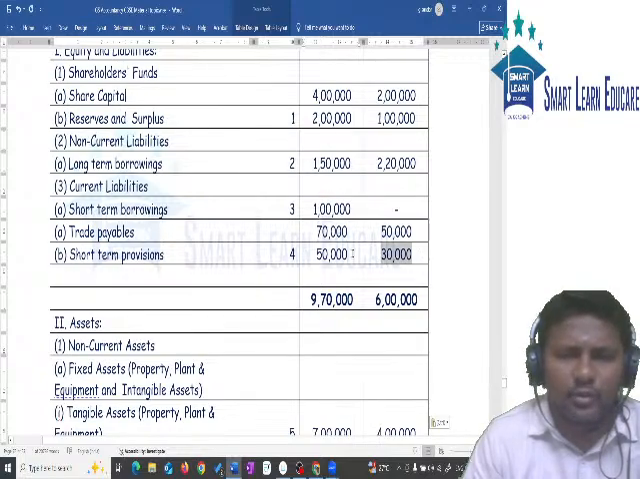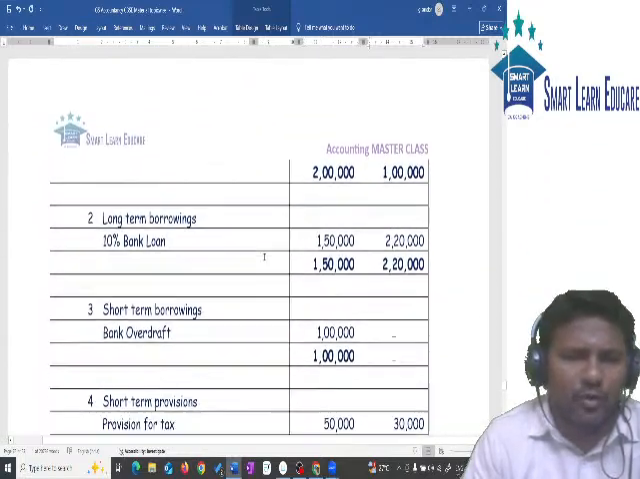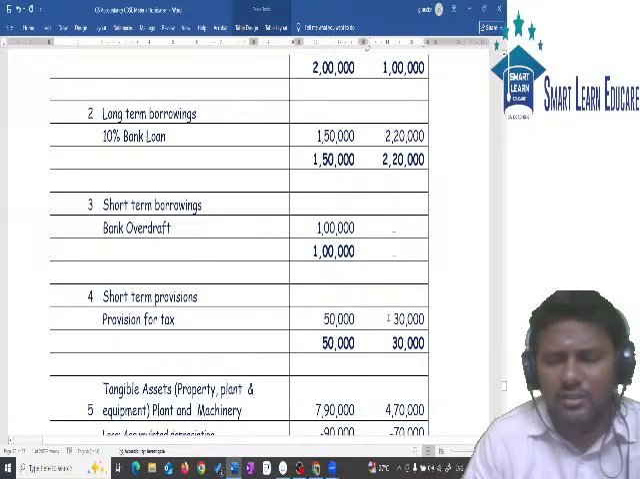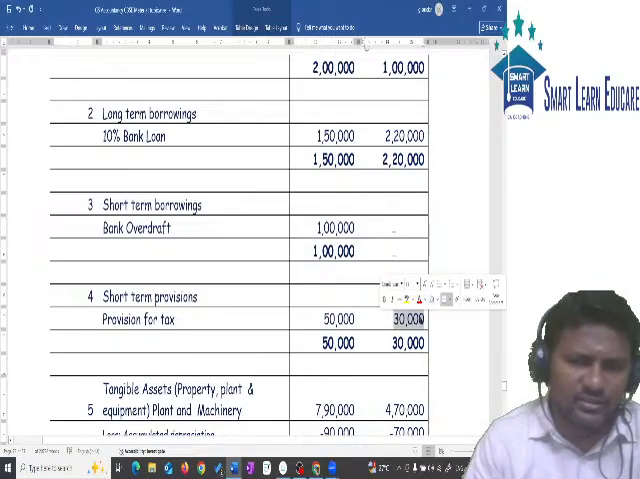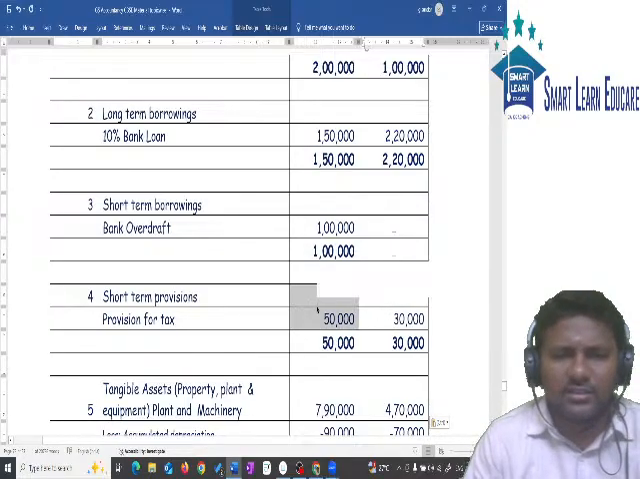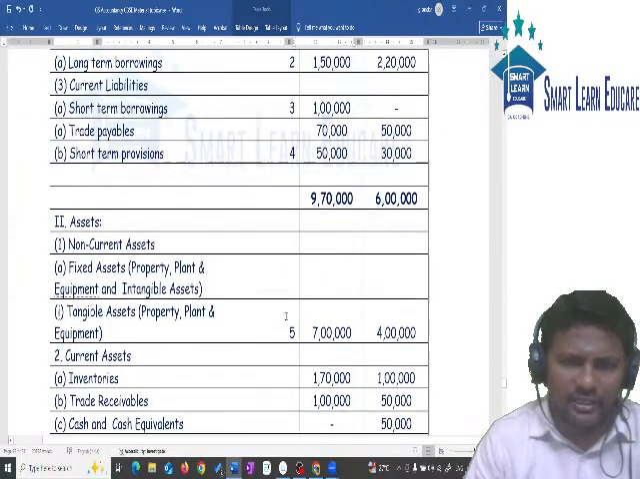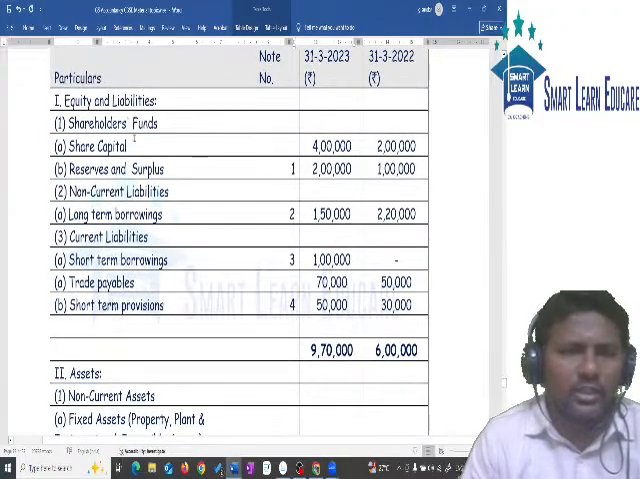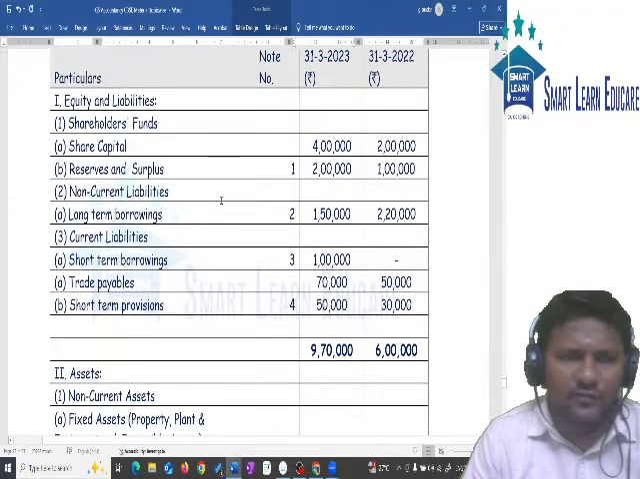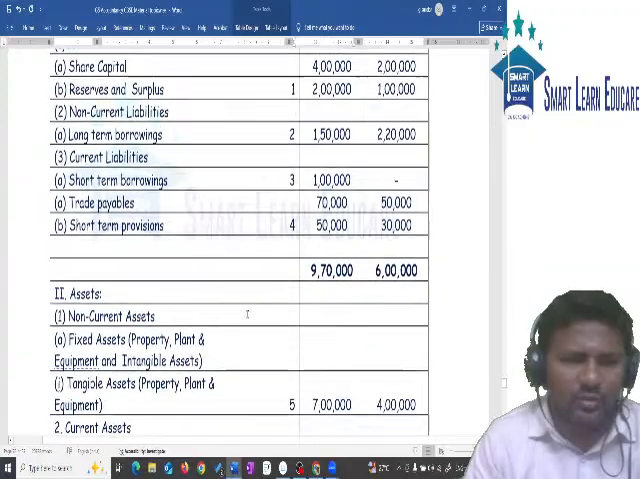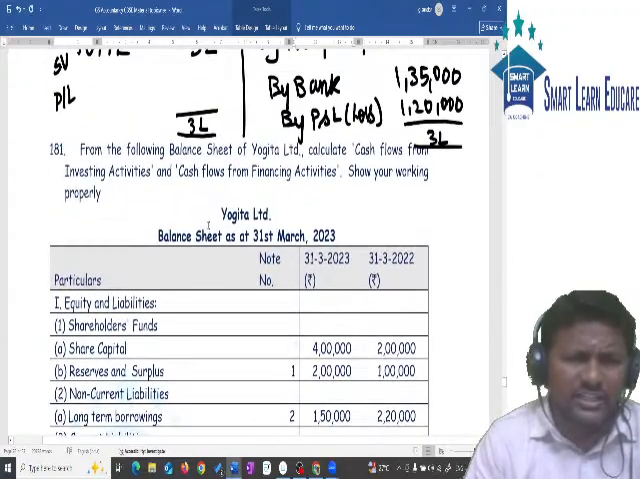Increase in short term provision, read note number 4, provision for tax. Opening balance should be treated as paid. Closing balance is nothing but current year P&L, provision created in the current year. So equity and liability given, shareholders fund given, reserves and surplus. Okay, asset, what are they asking?